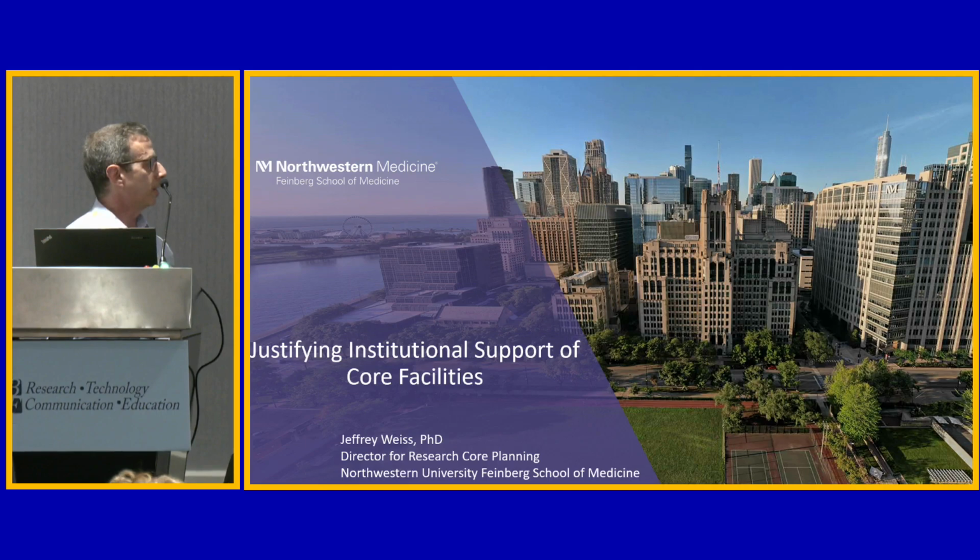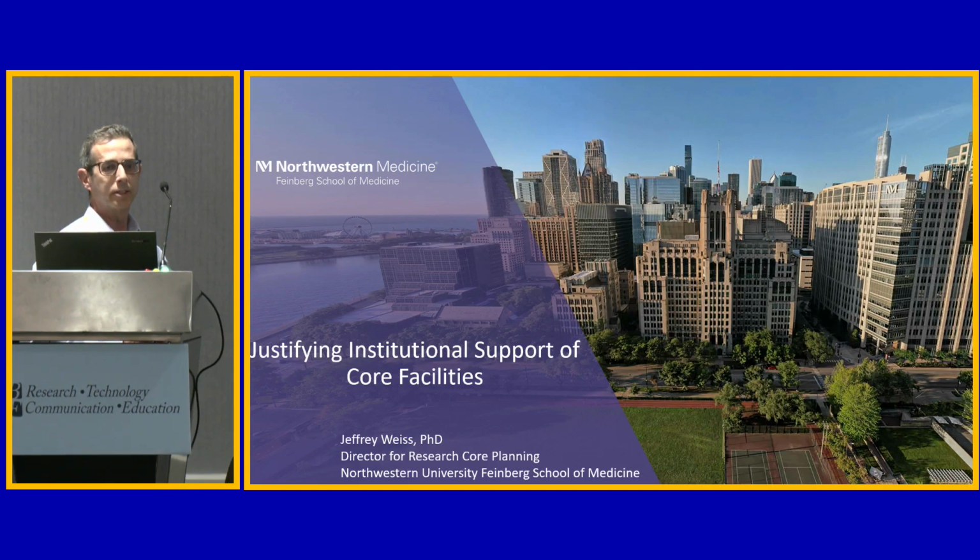So I'm Jeff Weiss, I'm the Director for Research Core Planning at Northwestern University's Feinberg School of Medicine. About half our core facilities are in the School of Medicine. We have about 60 or 65 cores overall, but I'll be showing data that represents the cores program for the entire university.